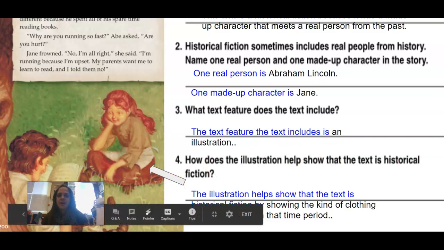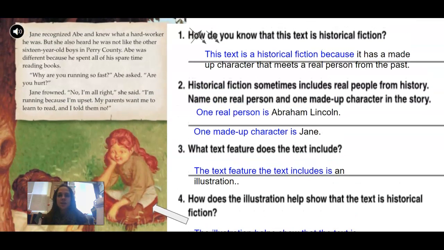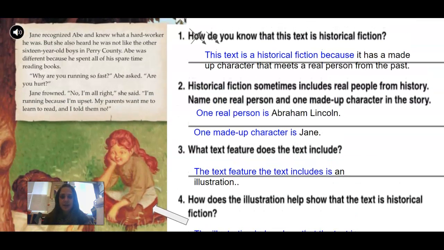All right, third grade, you are now going to go to your Reading Wonders backpack, and you are going to identify the features of a historical text. Good luck, and use this video to help you.